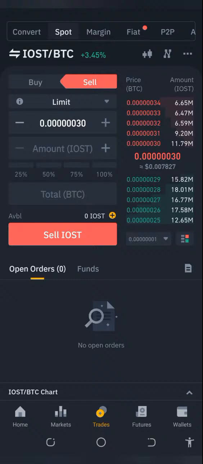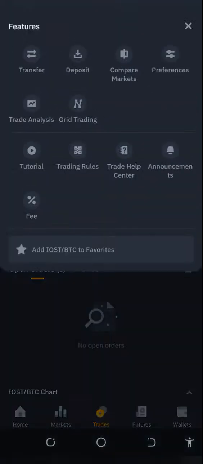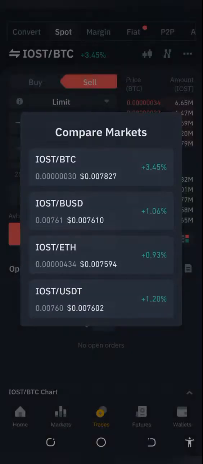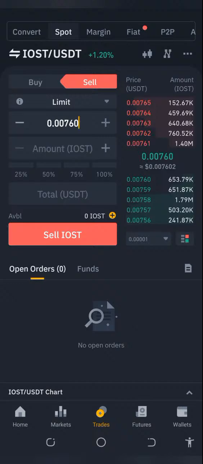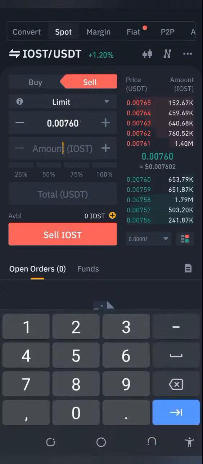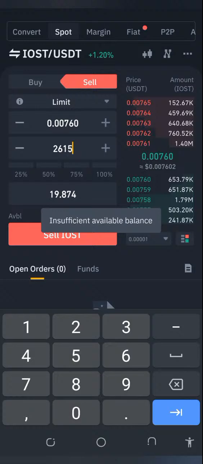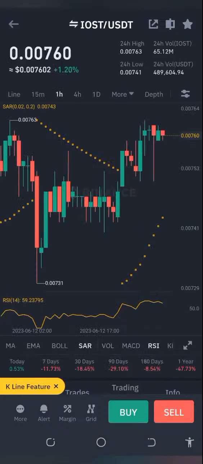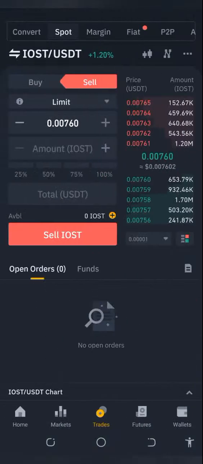If I go to IOST, let's check IOST USDT. If I check IOST USDT and then I put in the 2615, you can see this is at 18.87. Because this is going to be my option too, right? If I keep on checking it and it goes up, then I'll make profit. So either way, I'm still cool. Okay. Do you understand this now? So it's still doable. So let's go ahead and try this out.